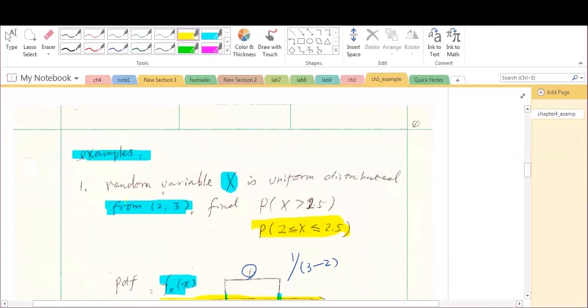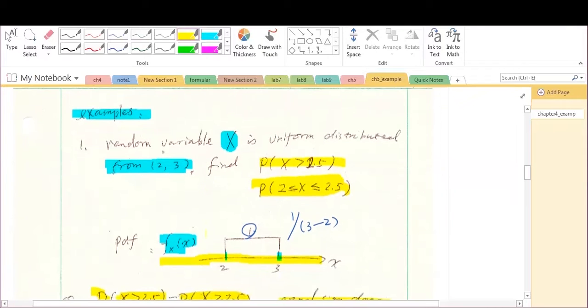Next, let's look at an example here. This example, that's the question here. The question is: given that random variable x is uniformly distributed from 2 to 3, we want to find out these two probabilities here.